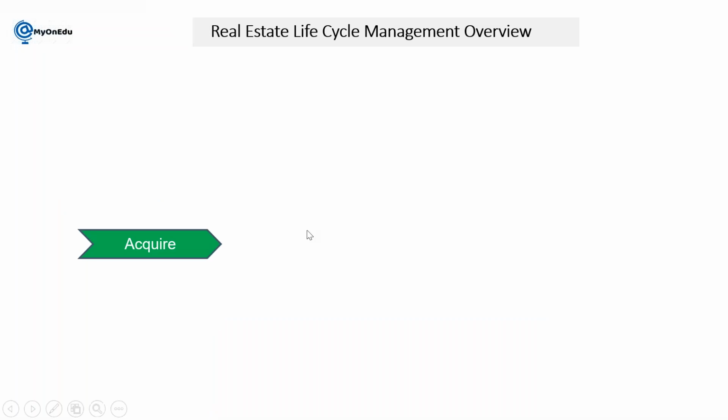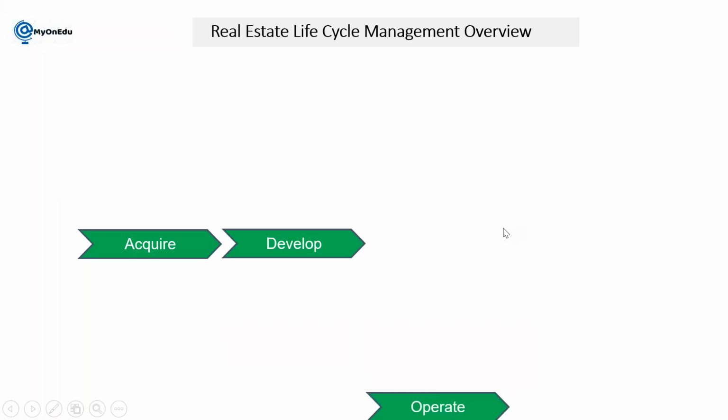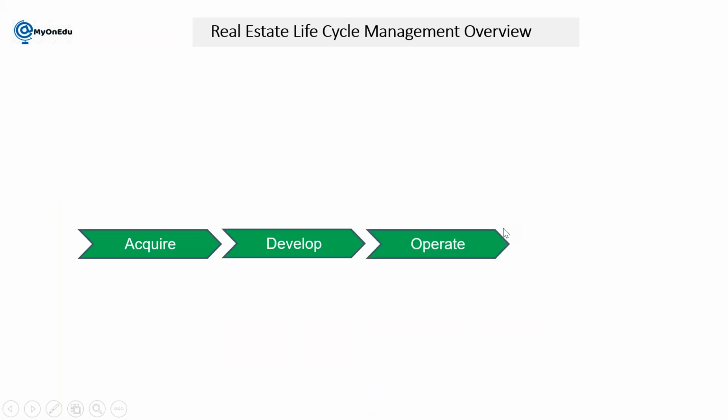Next, real estate lifecycle management. Let us understand that. Whenever we look into a typical real estate process, these are the phases: first is acquire, second is develop, third is operate, and fourth is divest.